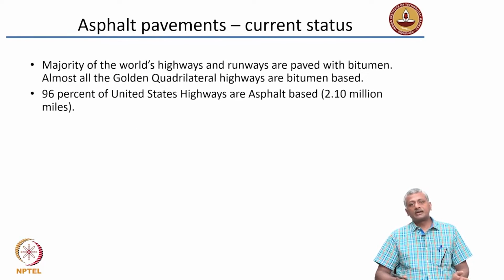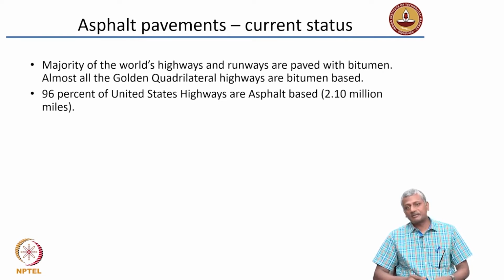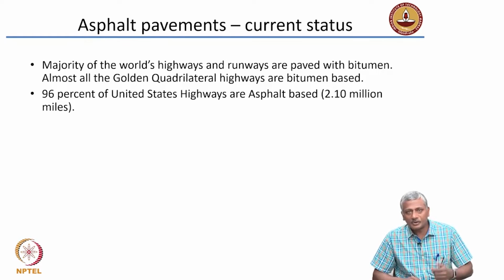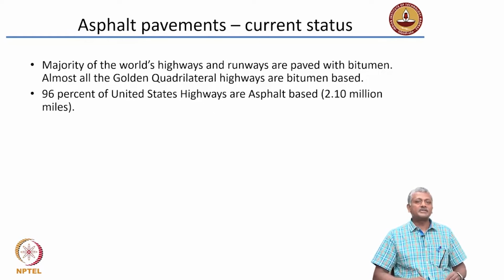The majority of the world's highways are with asphalt concrete. In fact, in India, most of the golden quadrilateral highways are also with asphalt concrete. In the US, 96% of the highways are asphalt concrete paved highways. Now, why do you think asphalt concrete is a material of choice for roadway pavements?